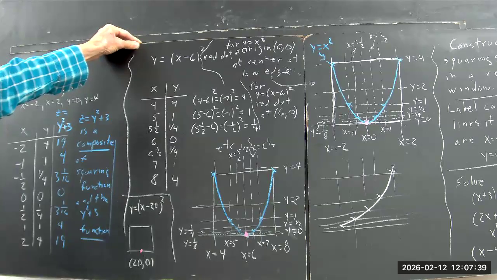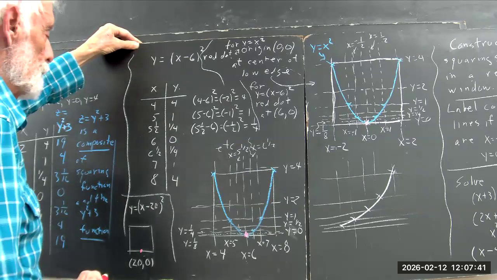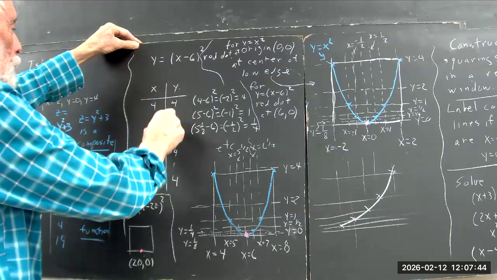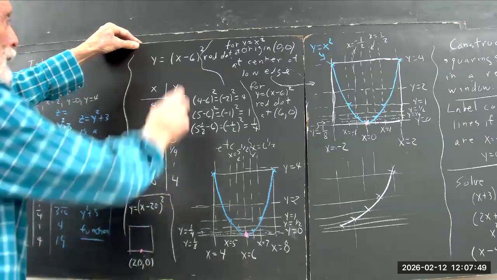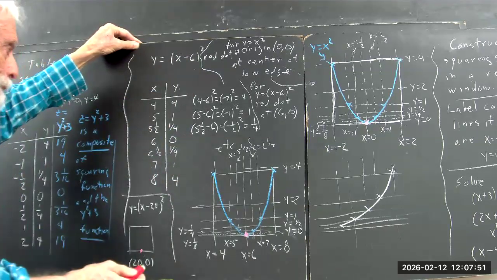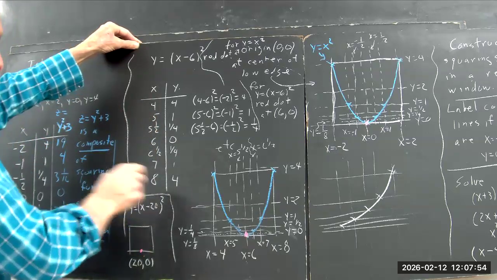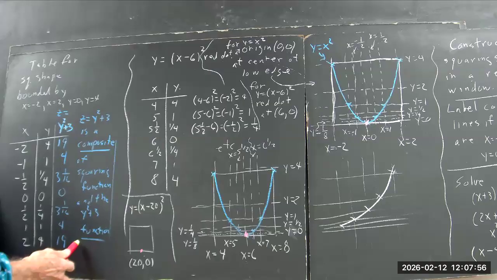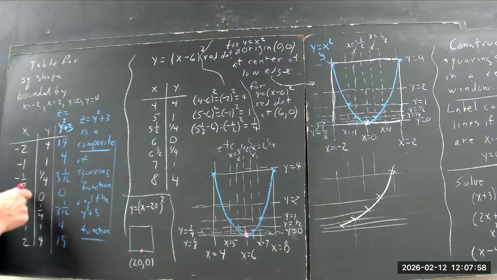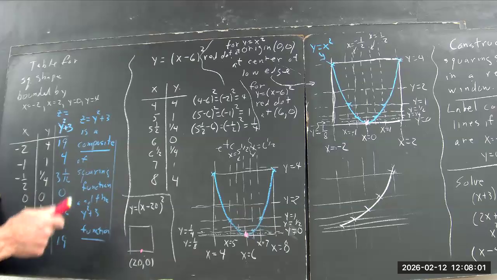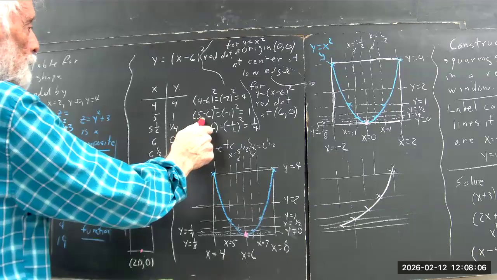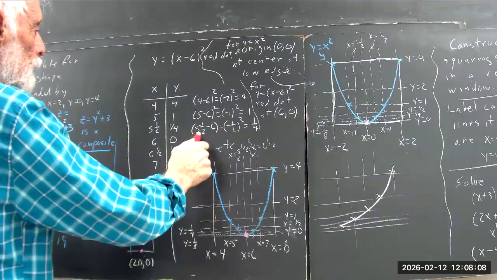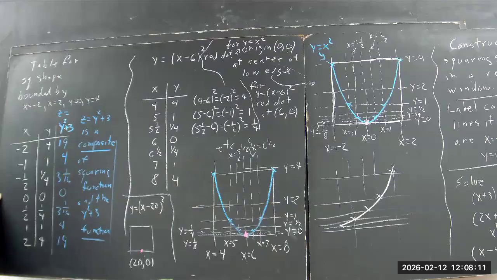It's because in order to get 4, 1, 1/4, 0, 1/4, 1, 4, x minus 6 has to equal -2, -1, -1/2, 0, 1/2, 1, 2. You see that x minus 6 gave you the -2. Here, x minus 6 gave you the -1. Here, x minus 6 gave you the -1/2 that you squared in order to get the familiar numbers.